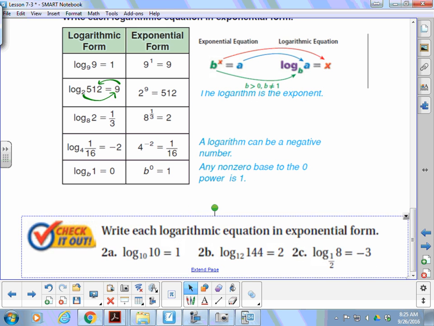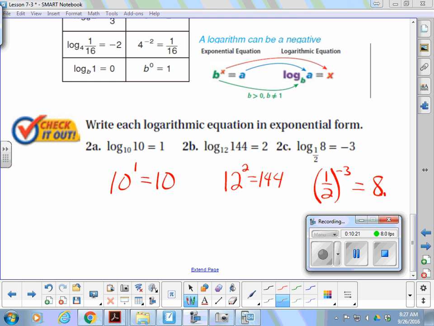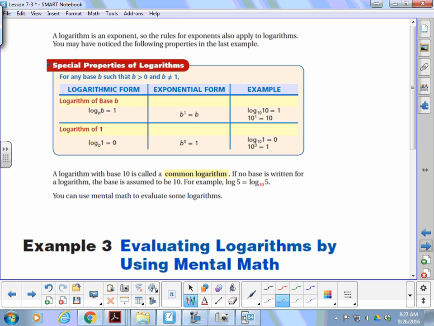So how about these three? Special properties of logarithms. The log base b of b is equal to 1. It's a tough one, because if I raise b to the first power, I always get b, because any number to the first power is that number, right? And the other thing is that log base b of 1 is equal to 0, because anything to the power of 0 is 1.